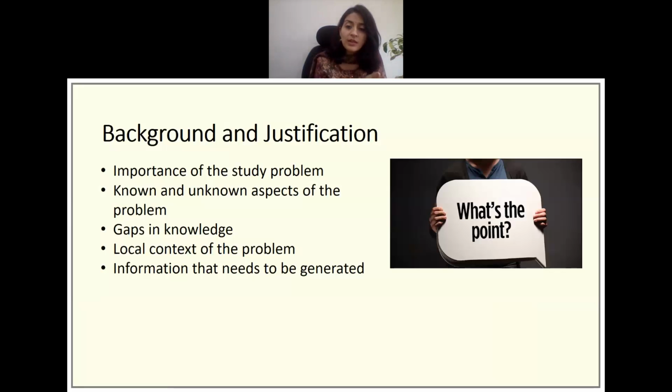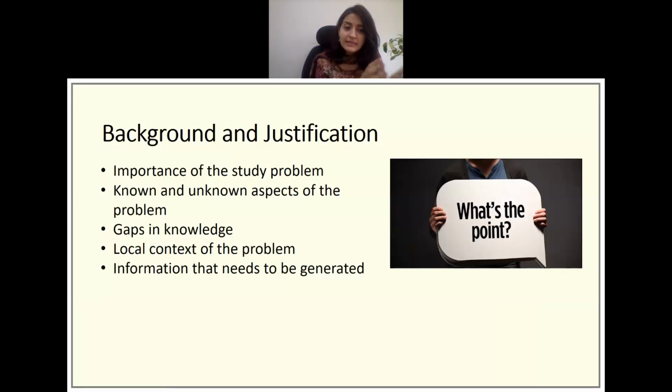You will then talk about the various known and unknown aspects of this problem and identify certain gaps in the knowledge regarding that issue. Once you know that these gaps in knowledge exist, you need to contextualize them in terms of your local population. Whether your study is at the level of a hospital, a certain community, the entire nation or global, in that context, you need to write down your introduction and background.